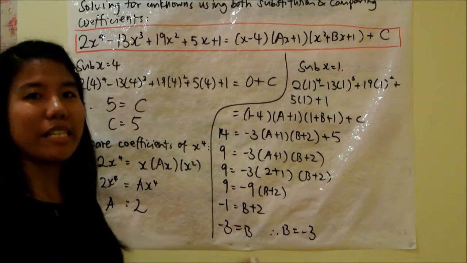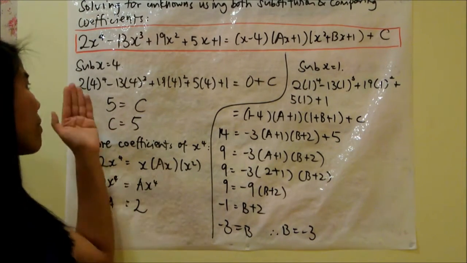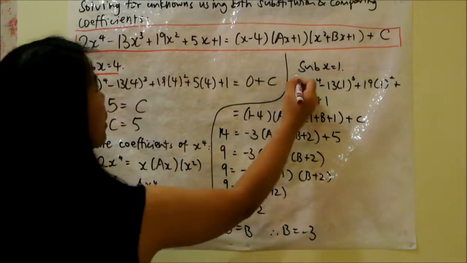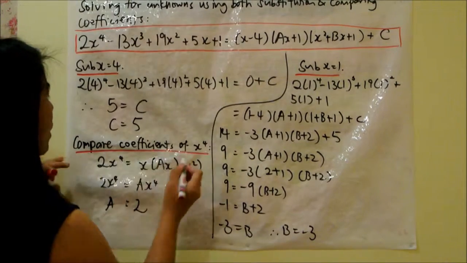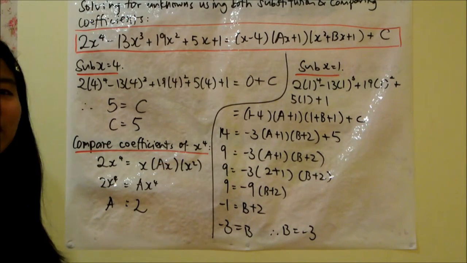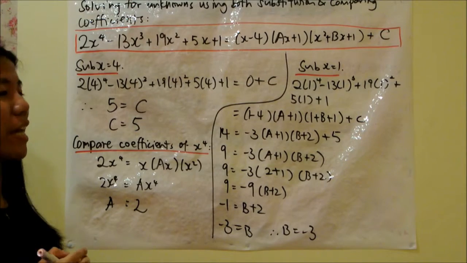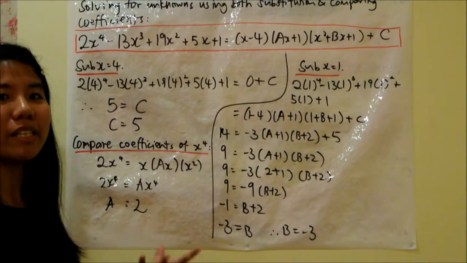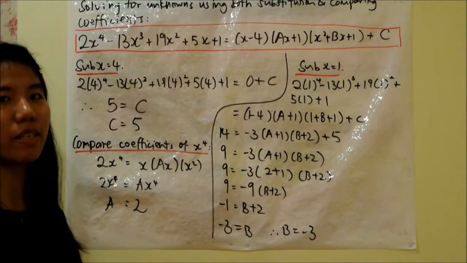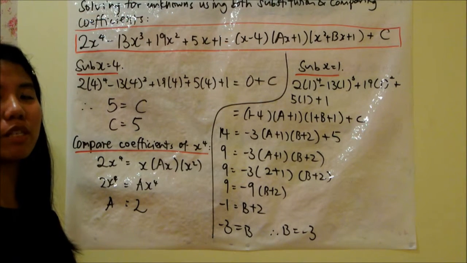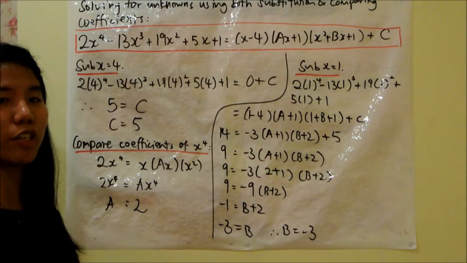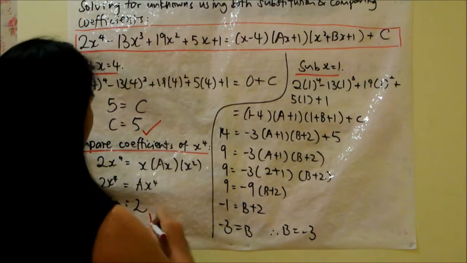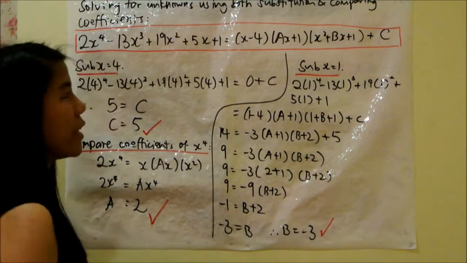So you see, this is an example of how I can use both substitution and comparing coefficients, and you realize that my working is very short. A lot of you, to do this question, expanded everything out, which is fine to do. But you realize that because of that, you might make a lot of careless mistakes. So try and minimize your careless mistakes and do it in the most efficient way possible. So c equals 5, a equals 2, and b equals negative 3.